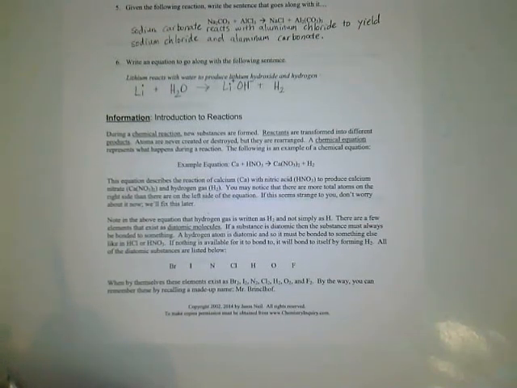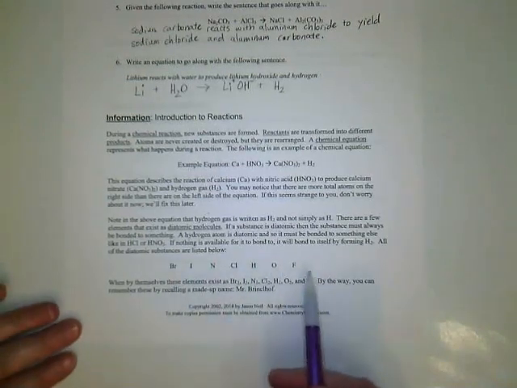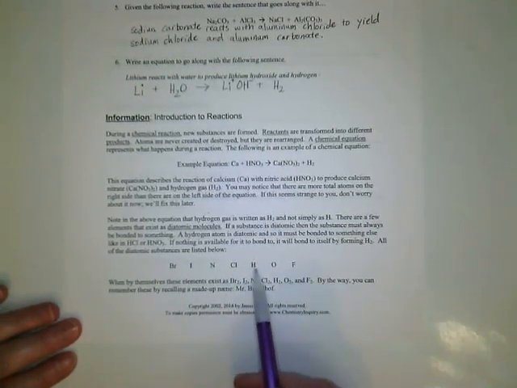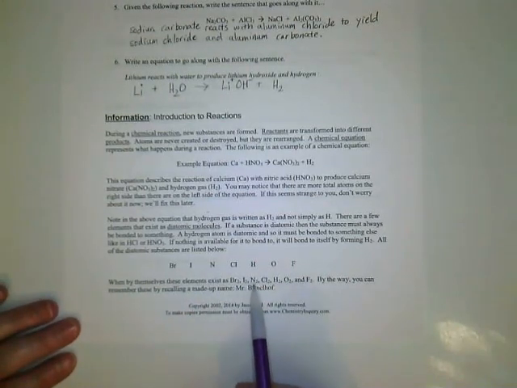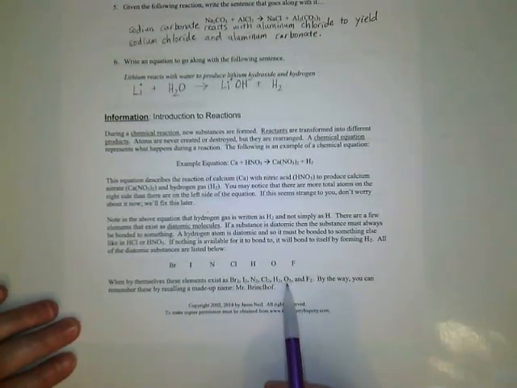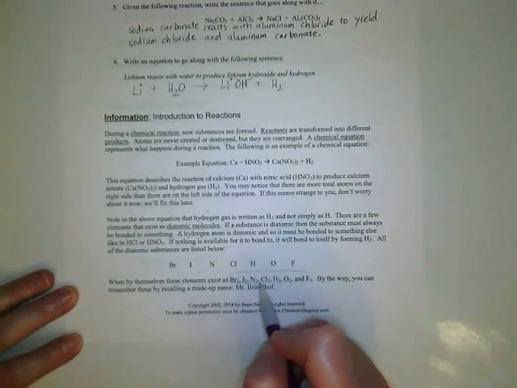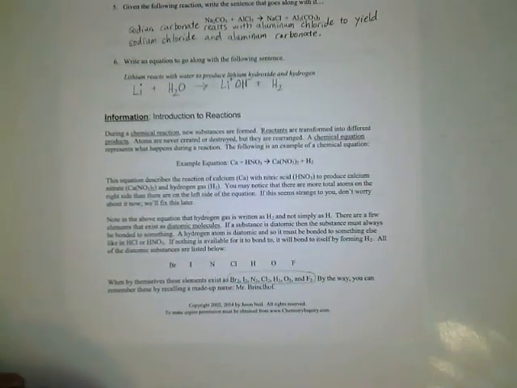All of the diatomic substances are listed below. So this is that Brinkelhoff that you have memorized, right? Bromine, iodine, nitrogen, chlorine, hydrogen, oxygen, fluorine. When by themselves, these elements exist as Br2, I2, N2, Cl2, H2, O2, F2. By the way, on your polyatomic ion quizzes, this is how they should be written. You can remember these by recalling a made-up name, Mr. Brinkelhoff.